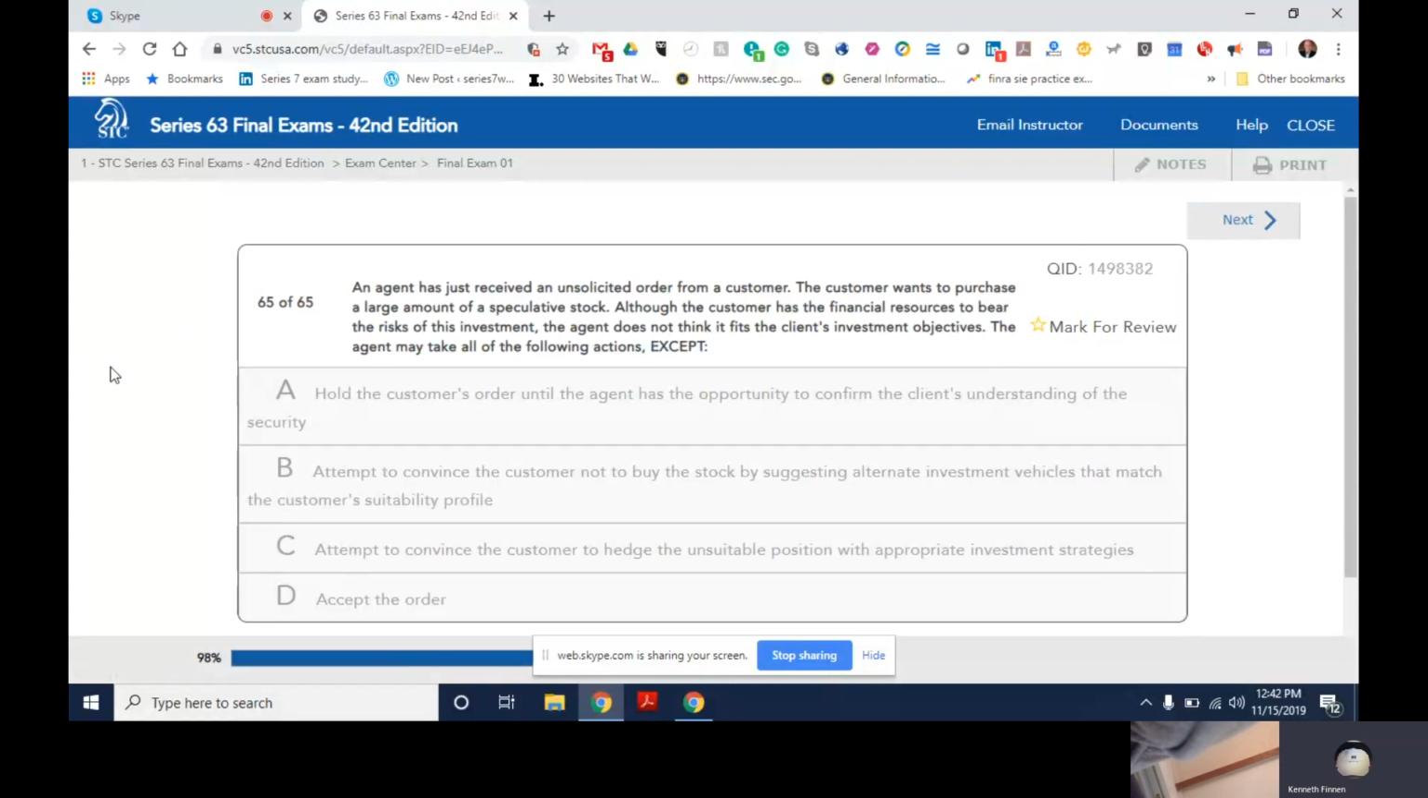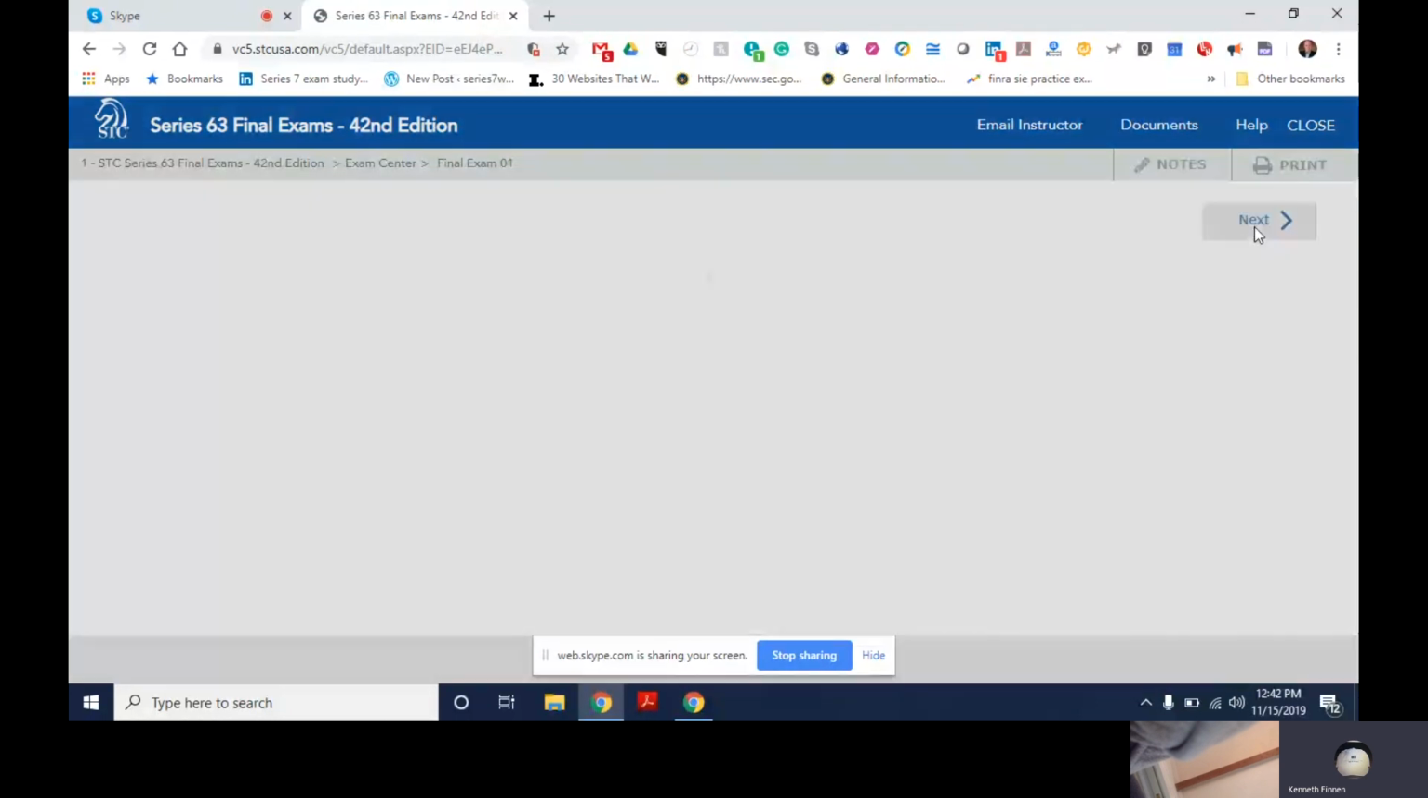An agent has just received an unsolicited order from a customer. The customer wants to purchase a large amount of speculative stock. Although the customer has the financial resources to bear the risks of this investment, they do not think it fits the client's investment objectives. The agent may do all the following except. Okay, let's start with D. Accept the order. Yes, you can do that. Attempt to convince the customer to hedge the unsuitable. Yes, you can do that because you're trying to protect them. Attempt to convince a customer not to buy the stock by suggesting alternative investment vehicles that match the profile. Yes. You cannot hold the order. You cannot hold the order. And if that's not the answer, I'll be pissed.